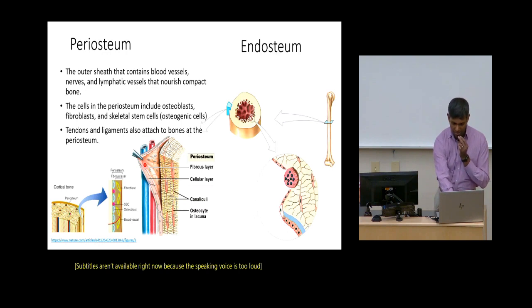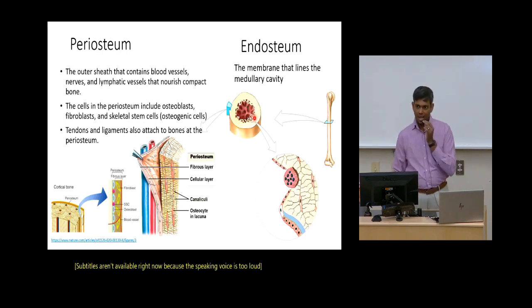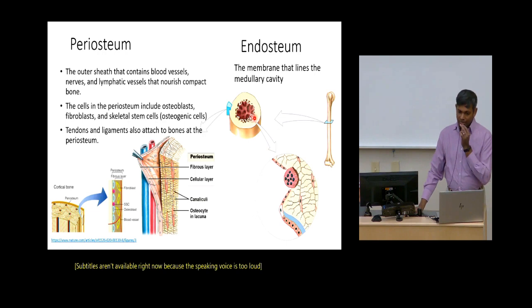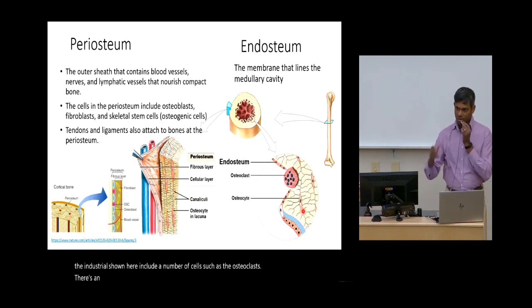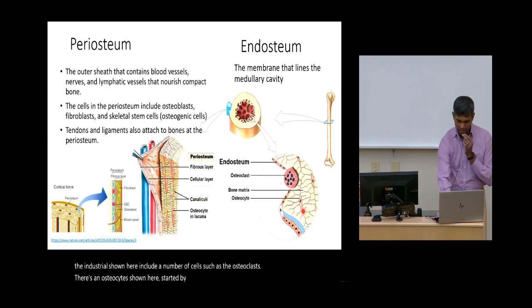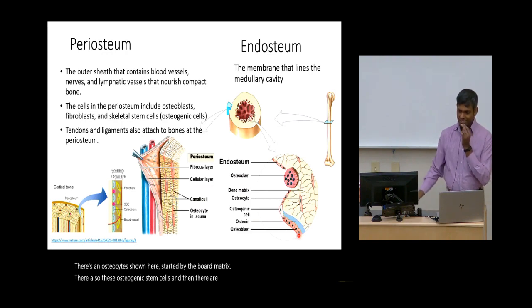Now the endosteum, on the other hand, it's this membrane which lines the medullary cavity. So here's the medullary cavity, and it's going to be lined by the endosteum. Now the various components of the endosteum shown here include a number of cells such as the osteoclasts. There's an osteocyte shown here surrounded by the bone matrix. There are also these osteogenic stem cells, and then there are these osteoblasts as well, right?